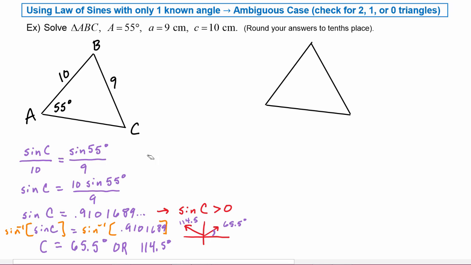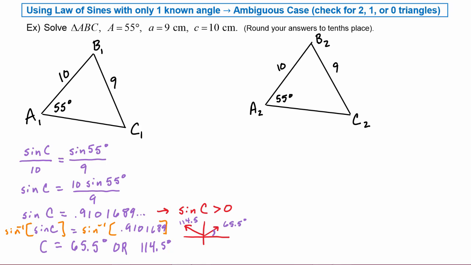So now it looks like this first triangle we're going to call triangle 1. So let's give everybody a subscript over here of 1. In the second triangle, we'll call it A2, B2, and C2. We know that angle A is still the given angle, 55. We know that side A is still 9, and side C is still 10. Those are the givens, and those cannot change.